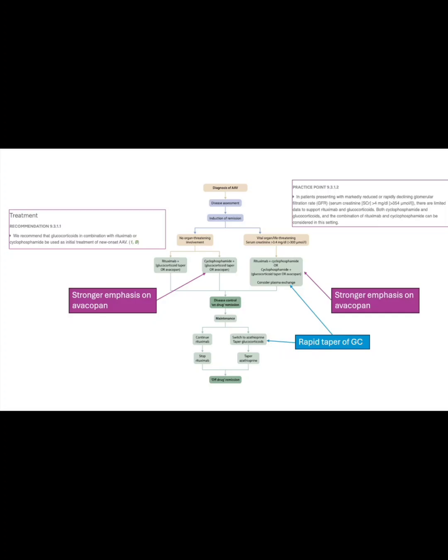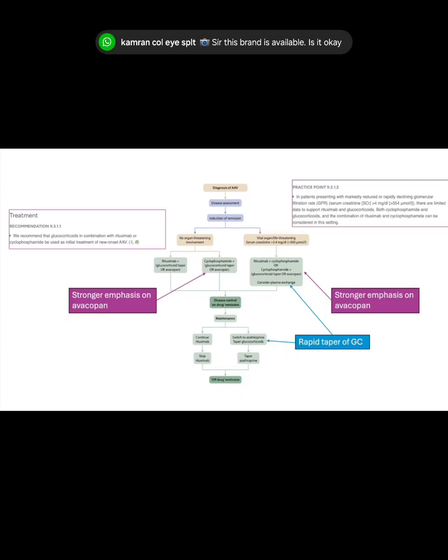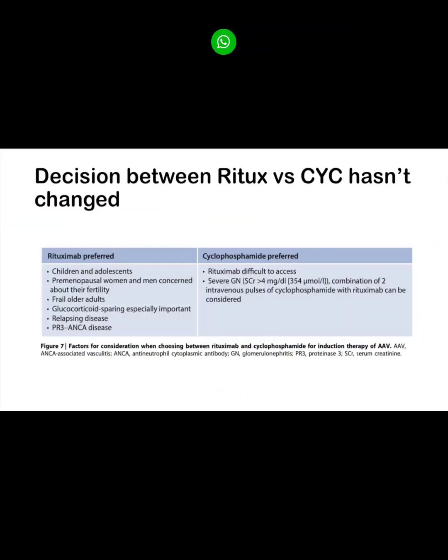There still is a recommendation 9.3.1.2, which is a subgroup of patients with severe ANCA glomerular nephritis with a very raised serum creatinine. In this group, cyclophosphamide is preferred over rituximab, as there is limited evidence for rituximab in the subgroup, and they do advocate for a combination of cyclophosphamide and rituximab in the setting of severe ANCA glomerular nephritis. How to base your decision on whether to choose between cyclophosphamide or rituximab hasn't changed. You can see that the framework below is exactly the same as that used in the 2021 guidelines.